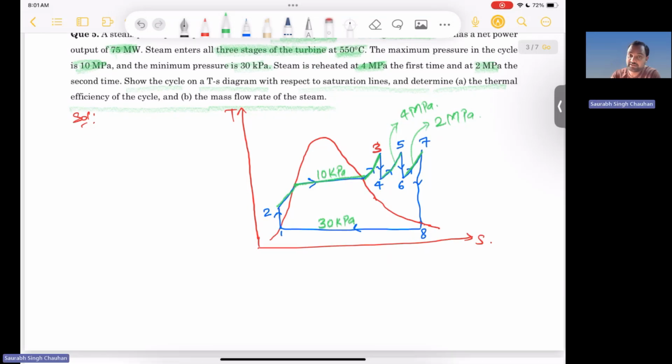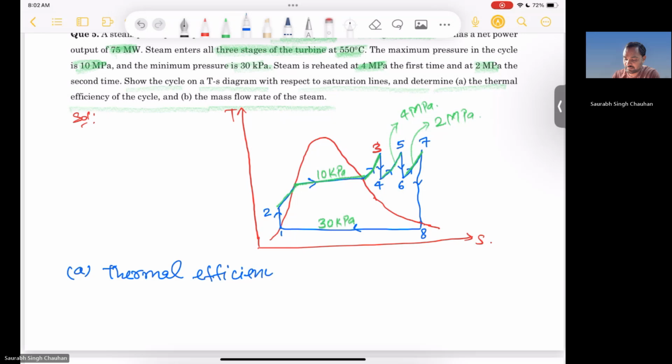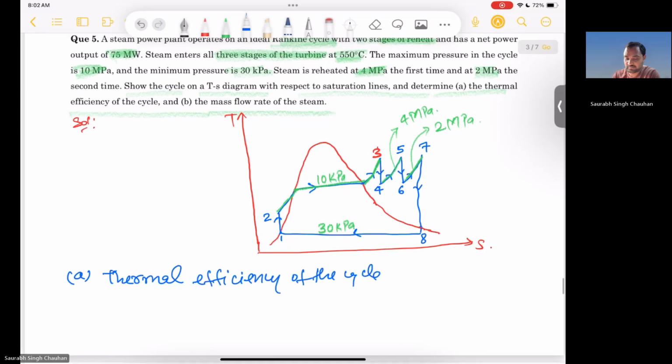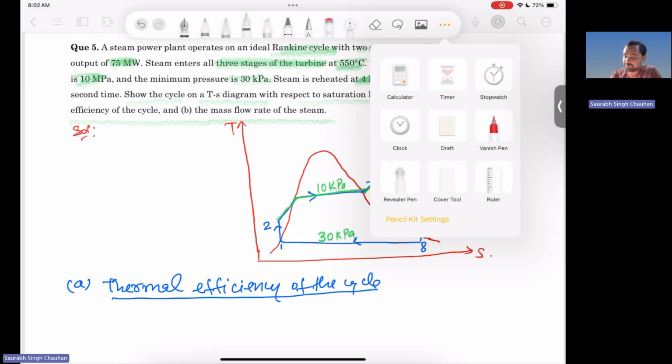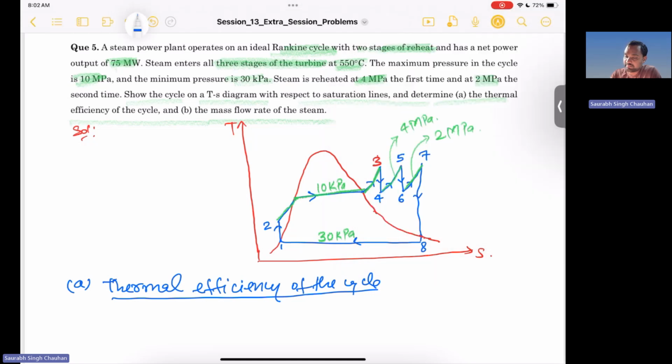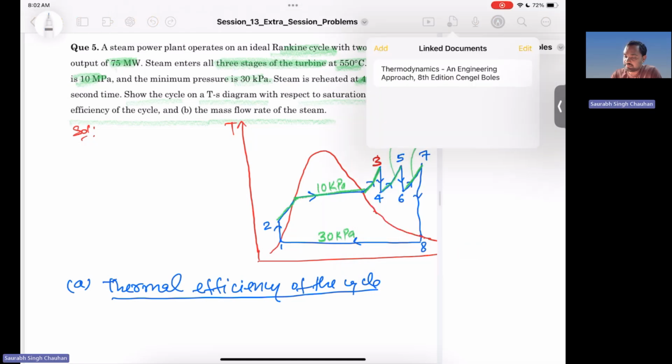So what we have to find? We have to find the thermal efficiency. So we will require the properties of steam. So we will have to use the steam table. Okay.